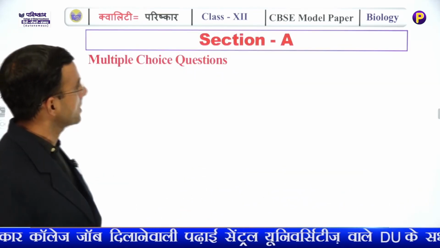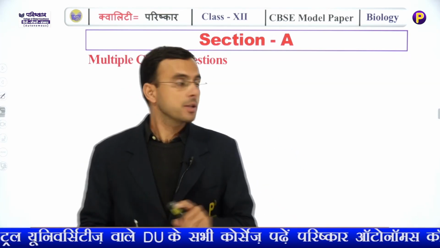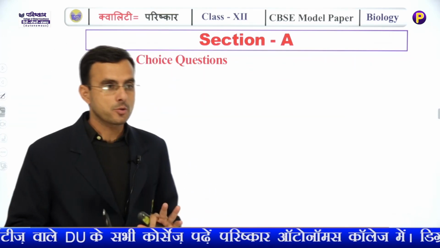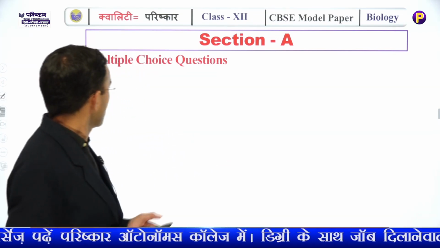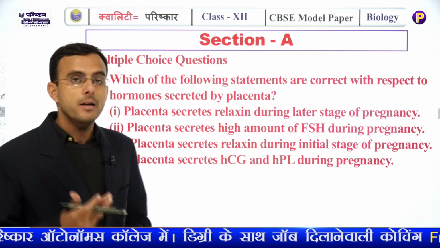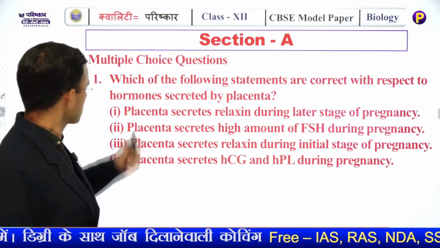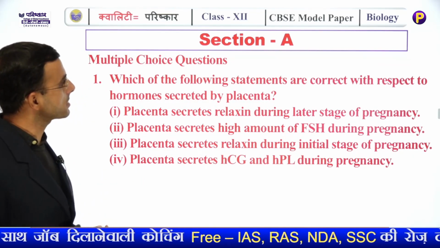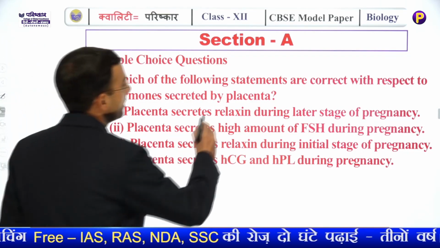So let us discuss the first section. This first section is of multiple choice questions, so there is nothing to worry about. There are 4 options given, and out of these 4 options you have to select one. So the first question is, which of the following statements are correct with respect to hormones secreted by the placenta?